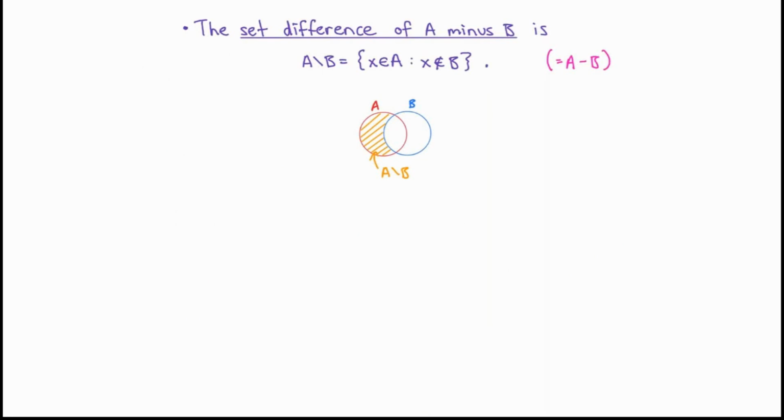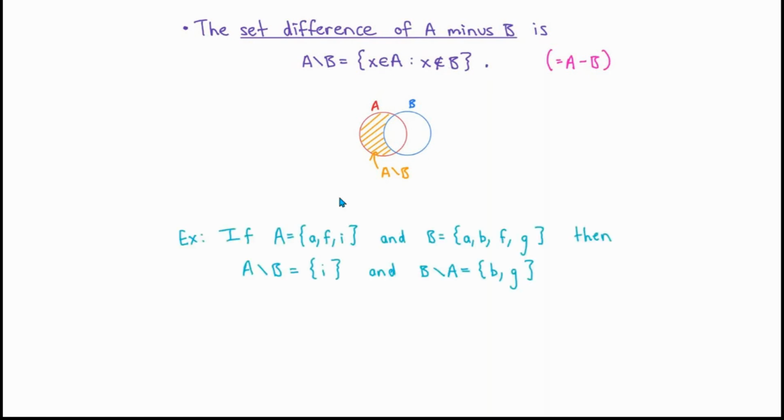Our next set operation is the set difference operation. If A and B are two sets, then the set difference of A minus B, which is usually denoted by A backslash B or A minus B, is just the set of all elements of A which are not elements of B. So for example, using the two sets A and B from before, we have that A set minus B is just the set containing i, and that B set minus A is the set containing b and g.